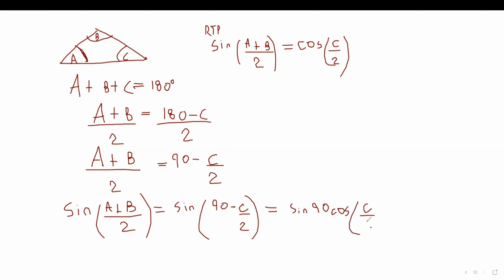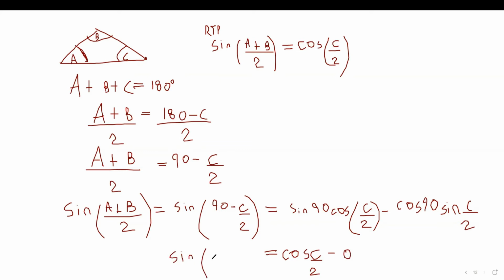And then it would be minus the cos of 90 times the sine of C over 2. But then guess what? The sine of 90 is 1, so this works out to be 1 times the cos of C over 2. And then the cos of 90 is 0, so that's minus 0. So see, the sine A plus B over 2 is what you're left with.